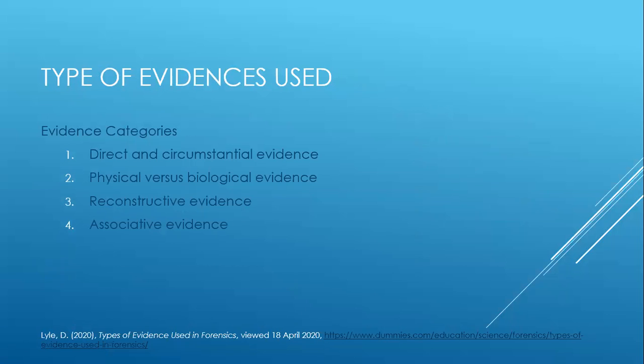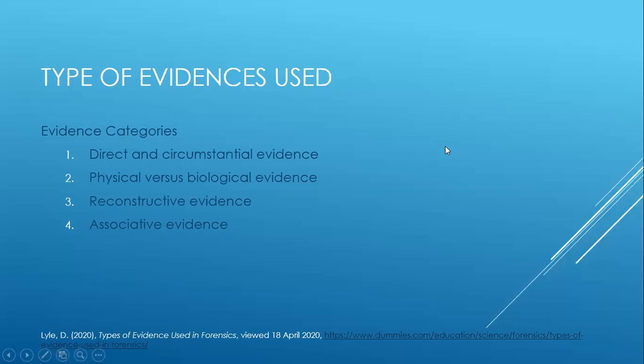Following those mentioned procedures, the authorities in the murder case were able to immediately identify the persons involved in the crimes as well as the evidence needed for the suspect apprehensions. The types of evidence used are direct and circumstantial evidence, physical versus biological evidence, reconstructive evidence, and associative evidence. While direct evidence establishes a fact, circumstantial evidence requires a judge or jury to make an indirect judgment or inference about what happened.